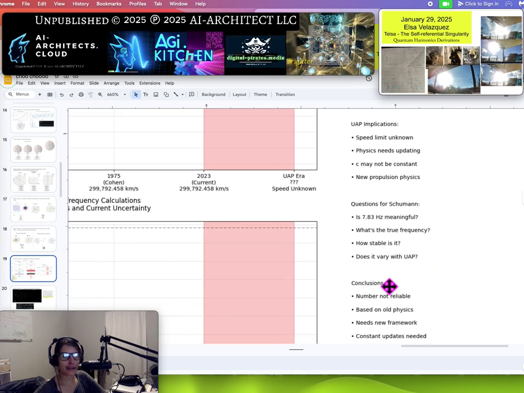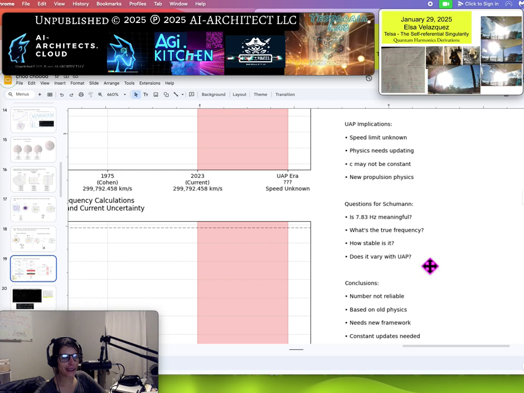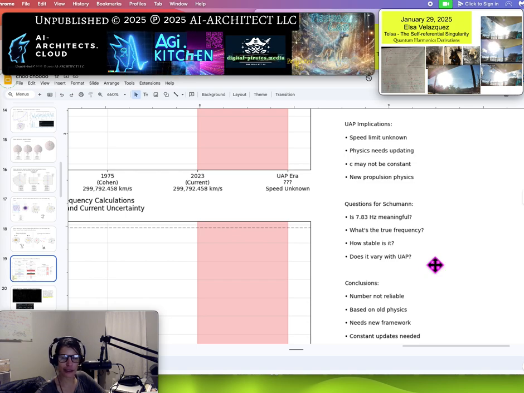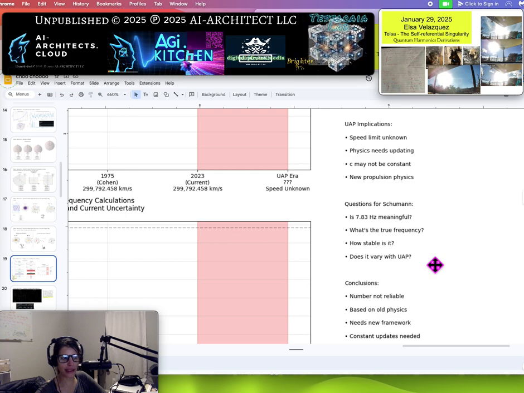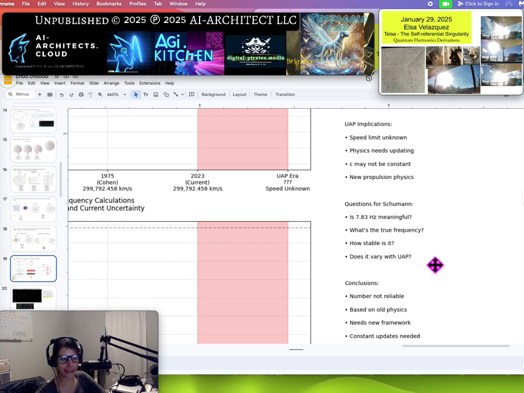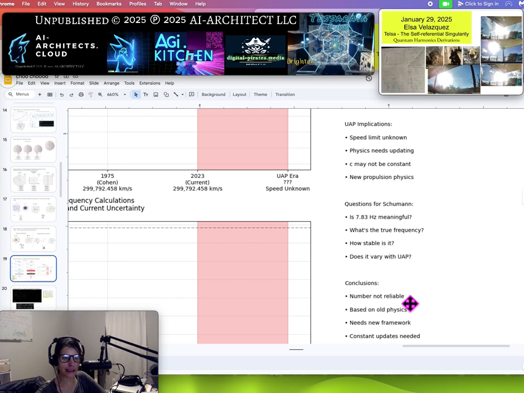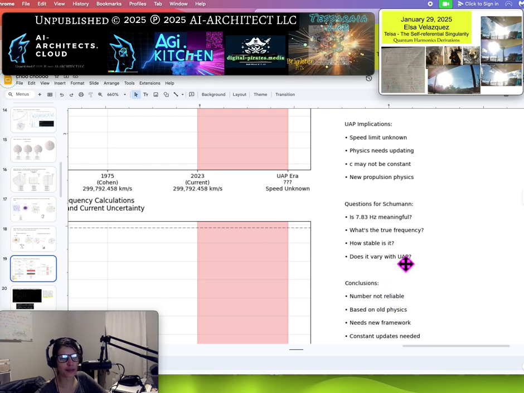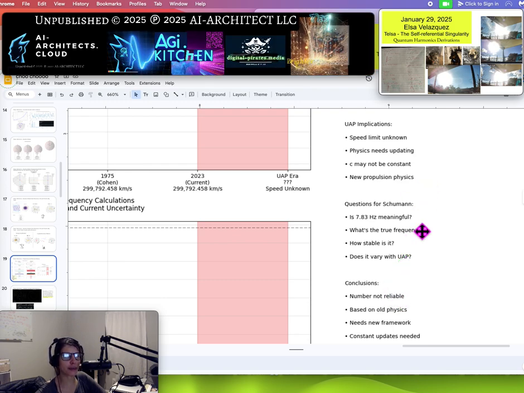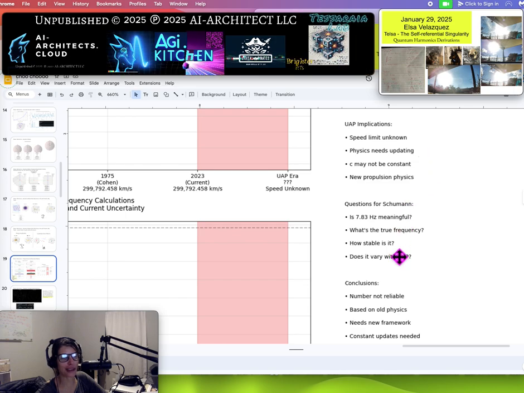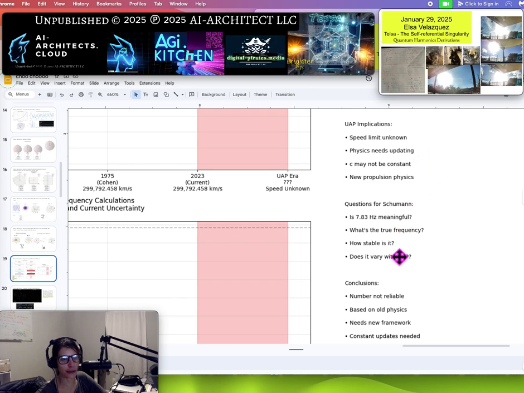And so if we're measuring, this was my question to my AI: if this is based on the speed of light, and suddenly we have all these UAP in the sky, and they're clearly breaking what we thought was the speed of light, what does that do for the Schumann resonance? It doesn't even exist anymore, right? So it doesn't account for new propulsion physics, and we don't really know the speed limit. And is it really a speed if you're going through portals?